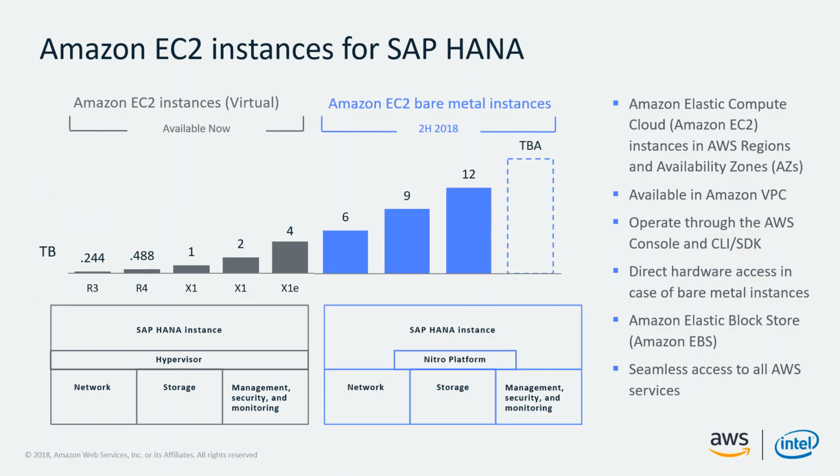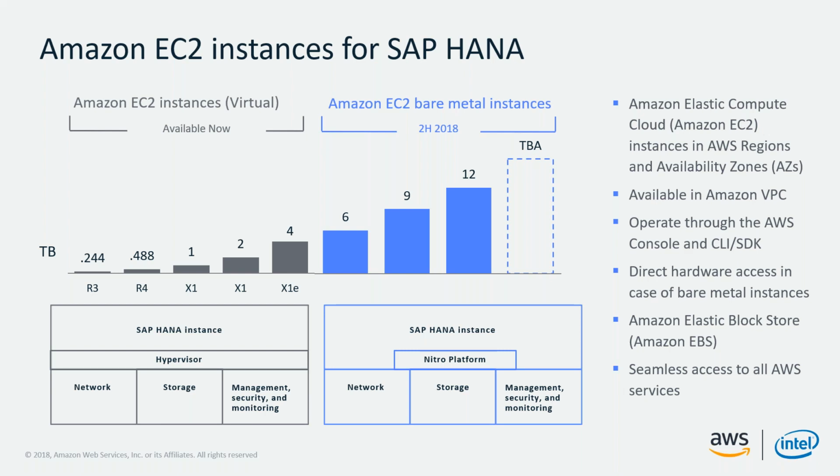And then if we move on to what we announced at Sapphire this year. Based on customer feedback, we heard customers needed larger than 4 terabytes. So we announced at Sapphire, to be launched later this year, our new EC2 bare metal instances, again built around the Nitro platform. These instances will come in 6, 9 and 12 terabyte scale up sizes.